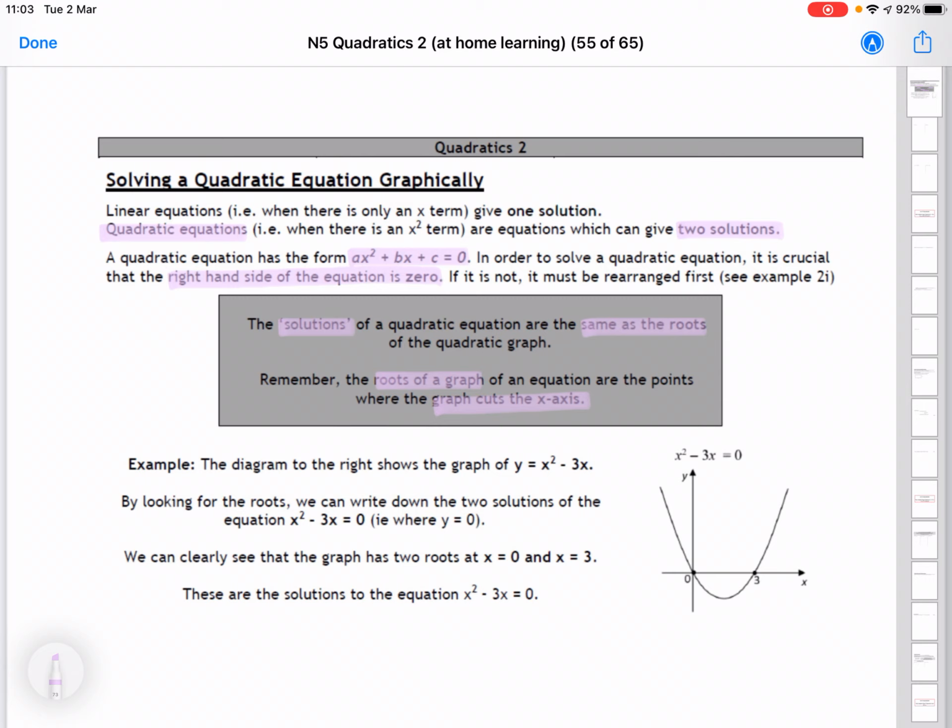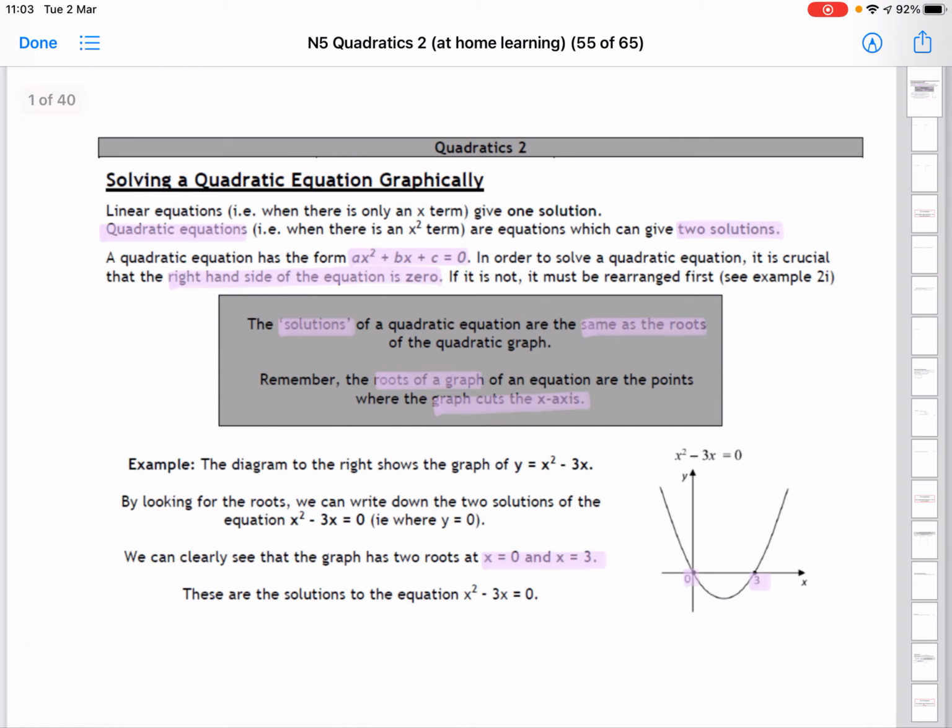Here you have a graph showing y equals x squared minus 3x. If we look for the two roots, then we can just write down our solutions. You can see here from this sketch that you have the graph crossing the x-axis at 0 and at 3. So the solutions to this quadratic would be x equals 0 and x equals 3. That's the 2 points where that graph is crossing the x-axis.